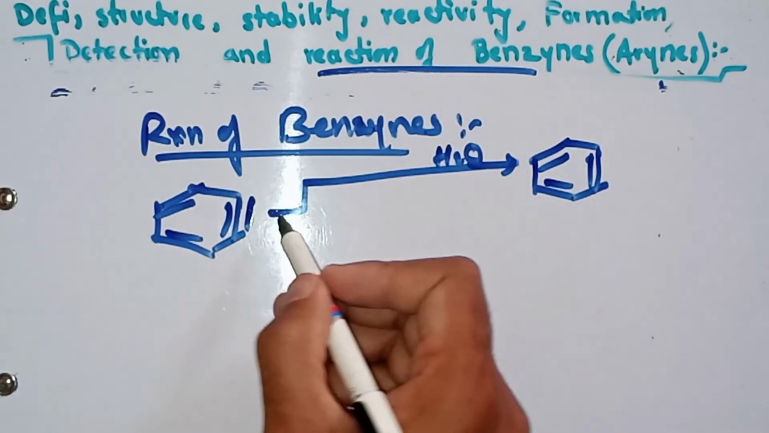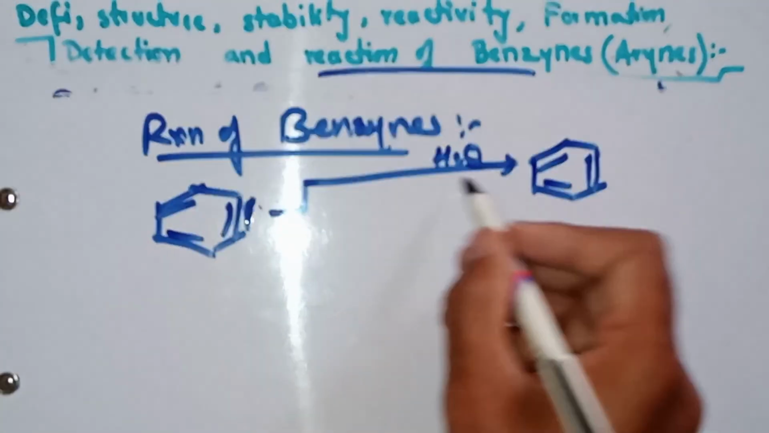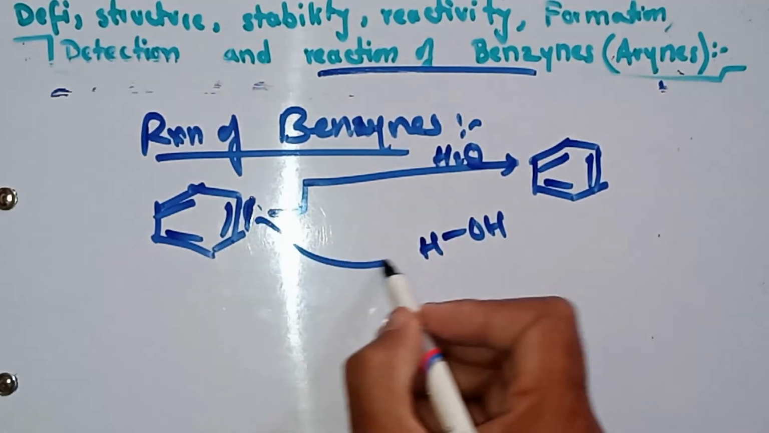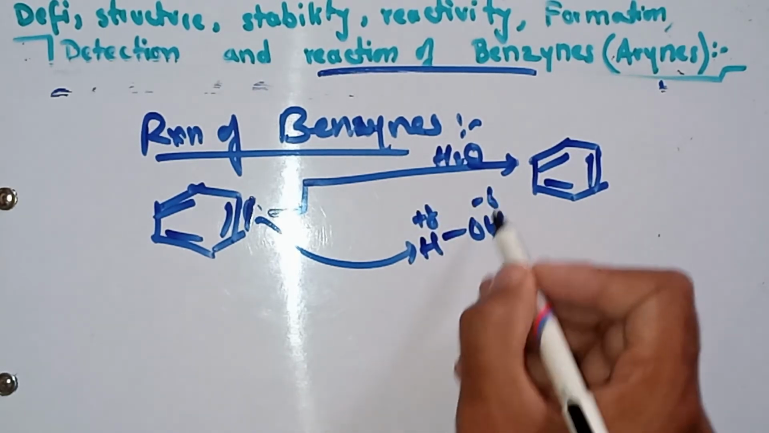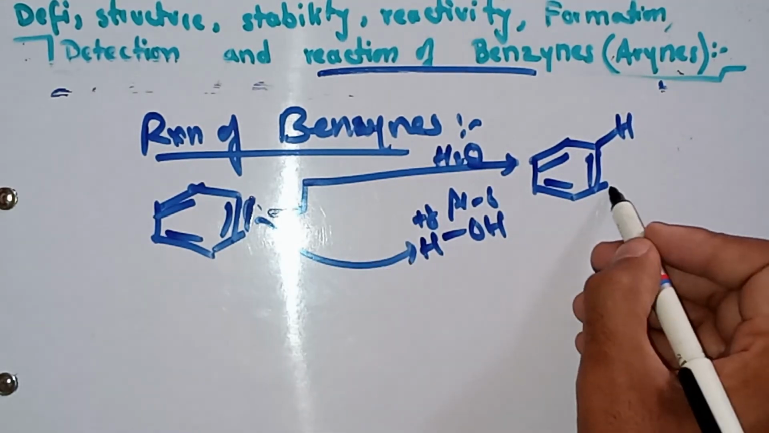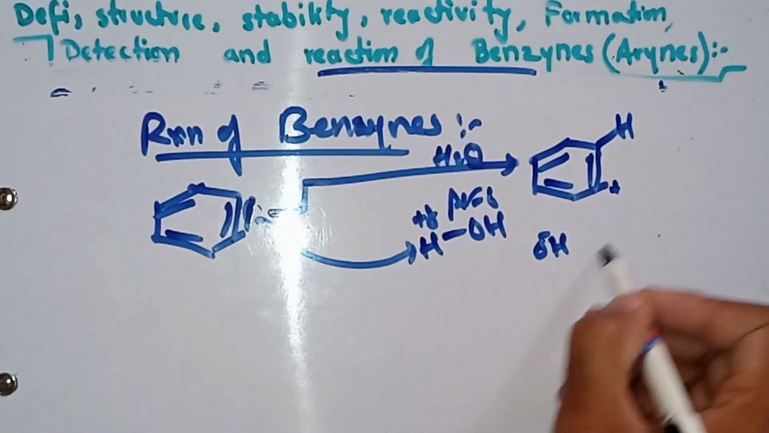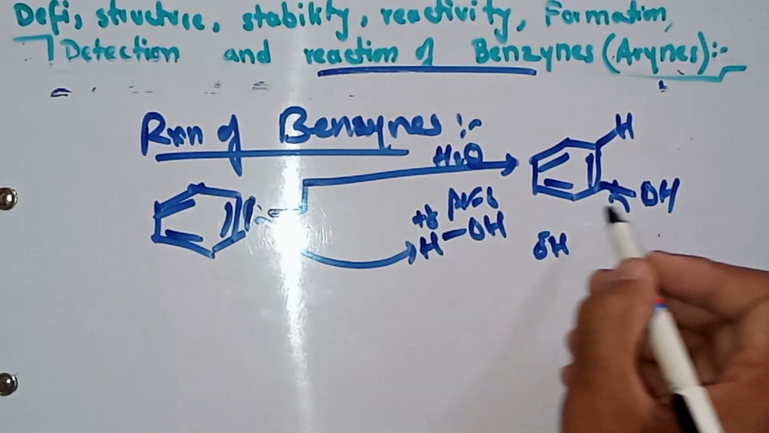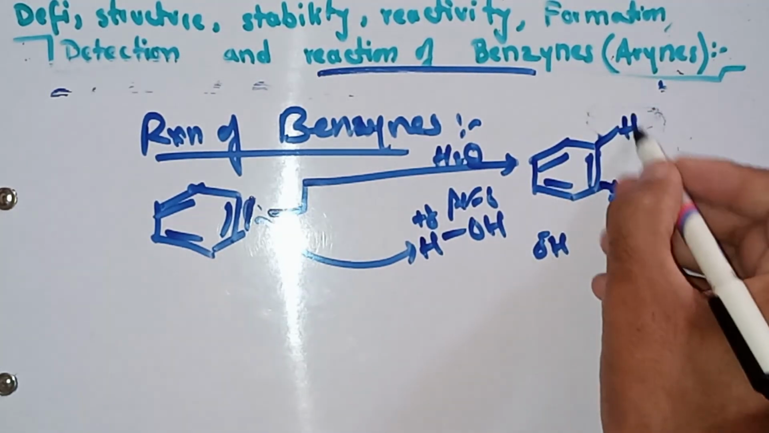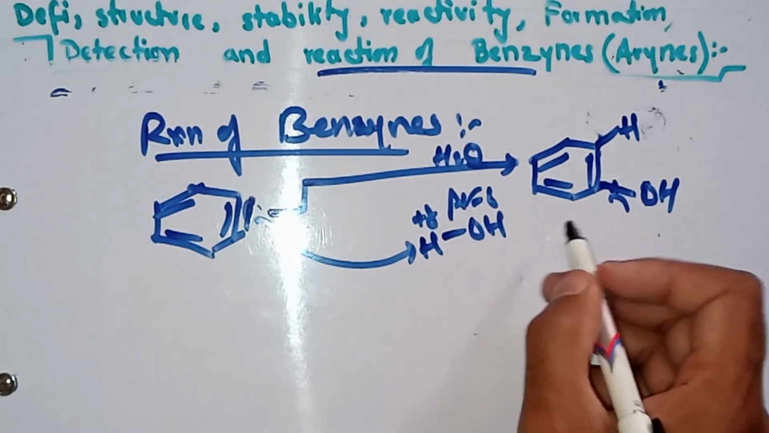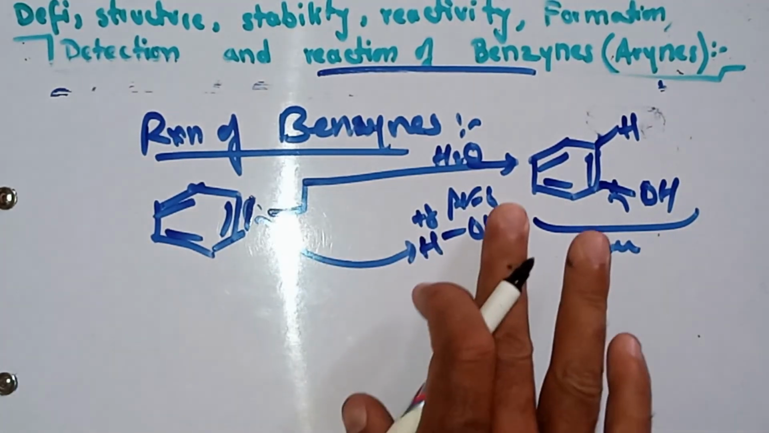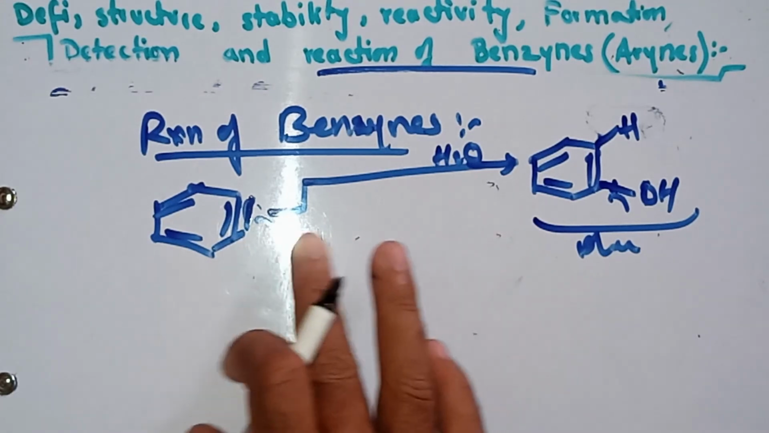this bond will shift, and one hydrogen acts as a proton. If this is H2O, HOH, this proton will attack this carbon, because this is partial positive and this is partial negative, so the double bond will shift here. So a hydrogen attacks here, where there will be a plus charge, and this oxygen, the hydroxyl, will attack here and produce H and OH. So this product will be formed. Phenol will be produced when you add benzyne with water. This is the first reaction of benzyne.